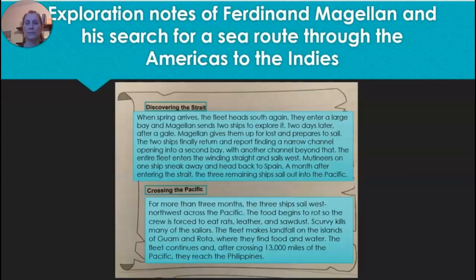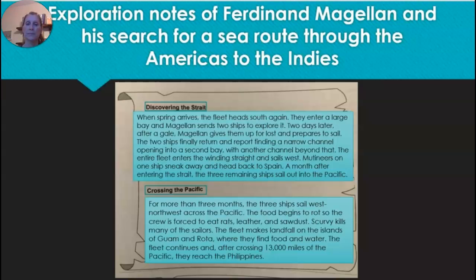Discovering the Strait. When spring arrives, the fleet heads south again. They enter a large bay and Magellan sends 2 ships to explore it. 2 days later, after a gale, Magellan gives them up for lost and prepares to sail. The 2 ships finally return and report finding a narrow channel opening into a second bay, with another channel beyond that. The entire fleet enters the winding strait and sails west. Mutineers on one ship sneak away and head back to Spain. A month after entering the strait, the 3 remaining ships sail out into the Pacific.